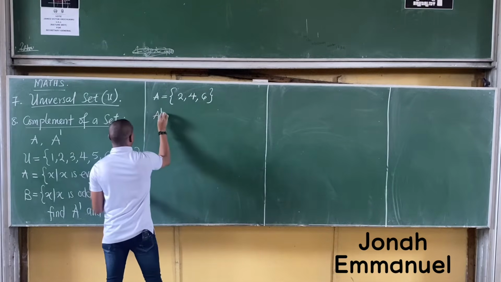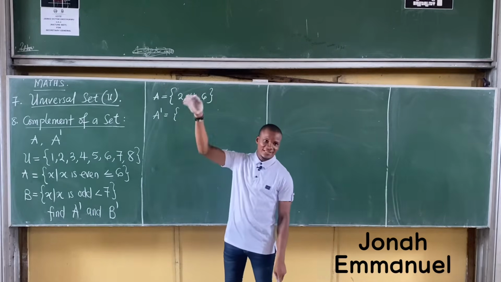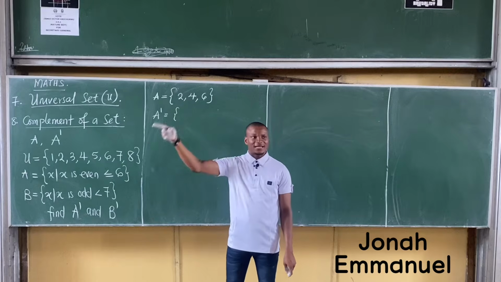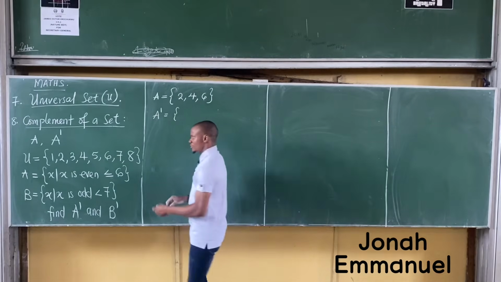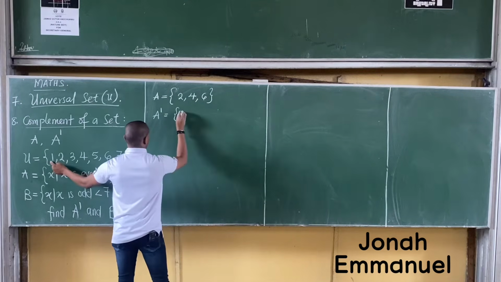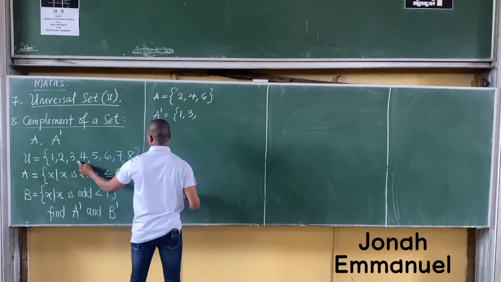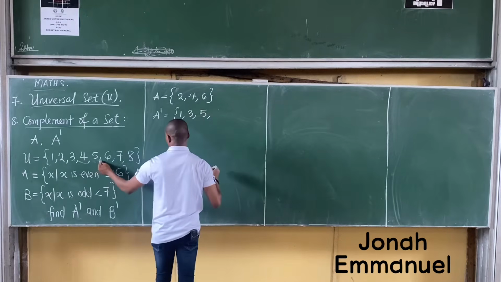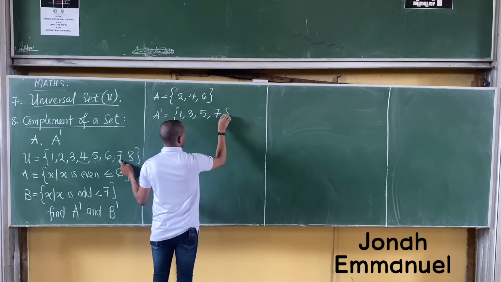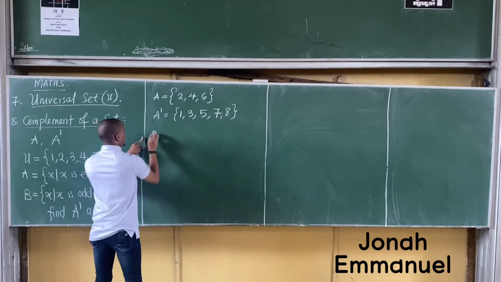What will A prime now be? We said A prime is equal to all those elements in the universal set but not in A. So which element do I have in my universal set but don't have in A? Look at this, please. What is here but not here? 1 first. Next up. Is that all? 8. That's all. Alright.